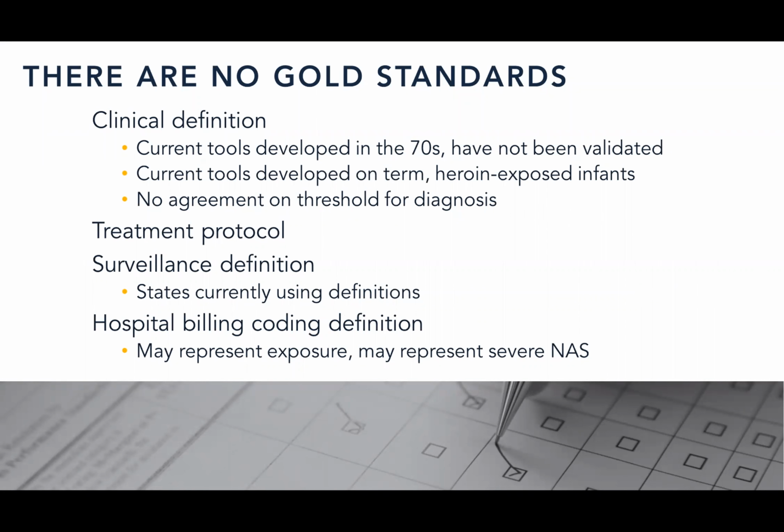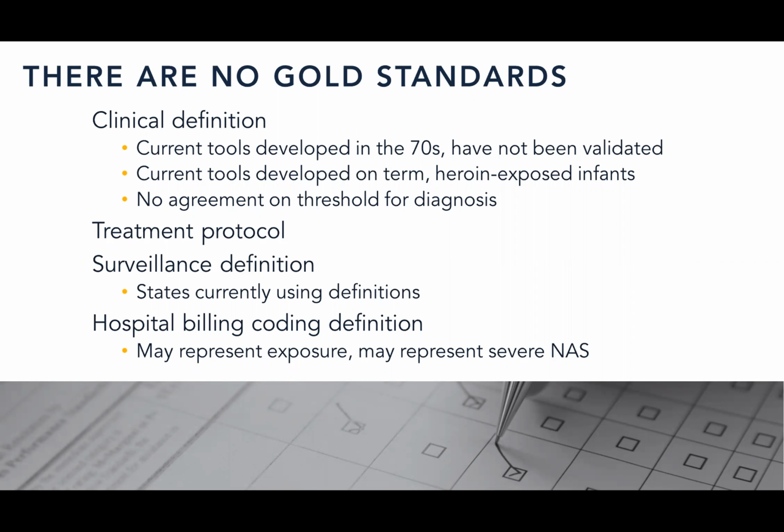We just had a great talk about setting gold standards, setting surveillance definitions. We struggle a lot with the complete lack of standardization and gold standards. The current tools that we have were developed in the 1970s. They haven't been validated. They were developed on term infants, primarily heroin exposed. Even though most centers use these tools, the modification of the original Finnegan score is the most common. There's no agreement on the threshold for diagnosis. What does a score of 8 mean versus 10 or 12? No one really agrees.